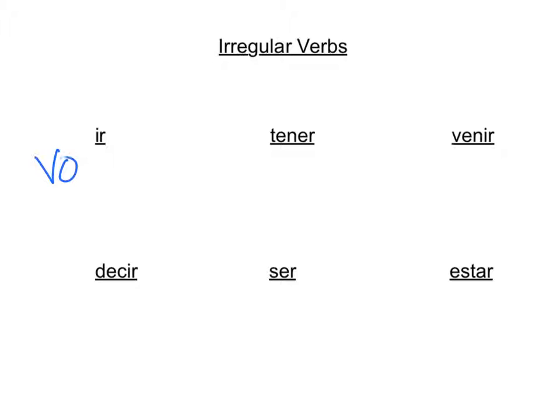And last but not least, we have irregular verbs. So we just talked about irregular yos, but we also have just really weird irregular ones. So we have ir, tener, venir, decir, ser, and estar. There are a lot of irregular verbs. This is just a small selection of them. The really tricky thing about them is you really just have to memorize them. So ir is voy, vas, va, vamos, vais, van.